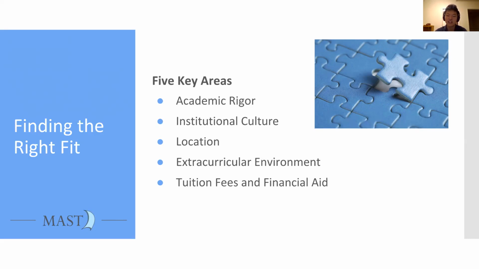Fourthly is extracurricular environment, other activities on campus that you would want to join. Are these activities things that you care about? Will you have a place to go when you arrive on campus? These are things you should think about because your extracurricular life and environment are very important for your psychological well-being as well. And lastly, tuition fees and financial aid.